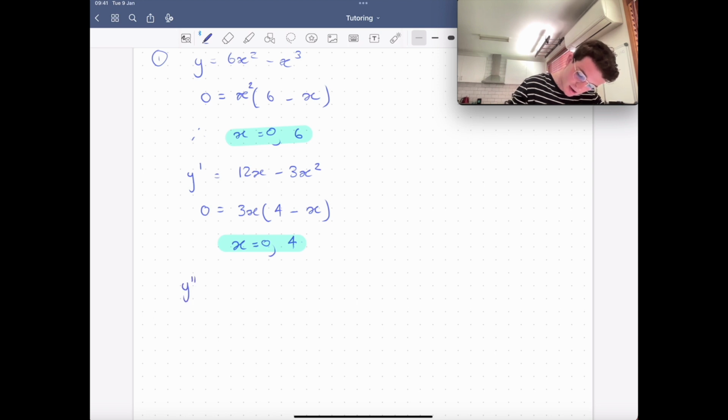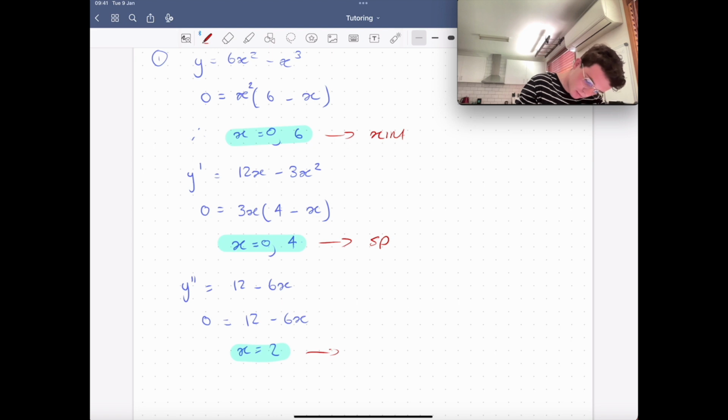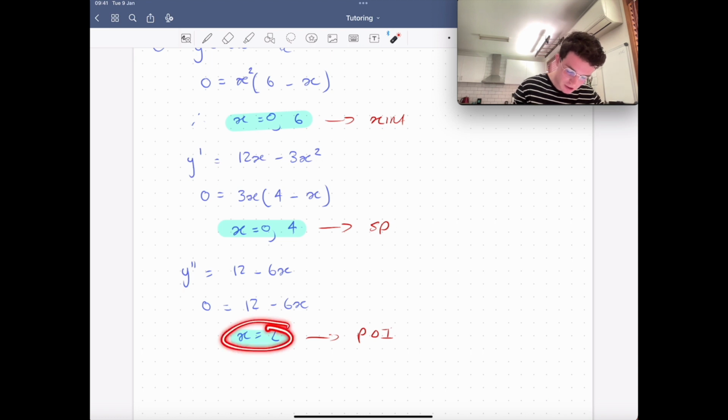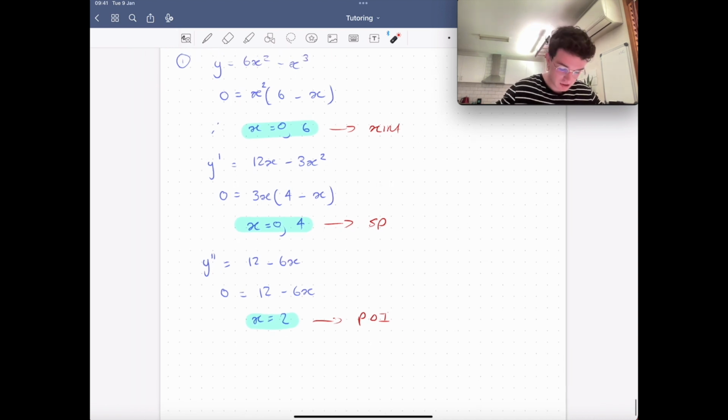Find the second derivative, y'' of x. That's equal to 12 minus 6x. Make that equal to 0. 0 is equal to 12 minus 6x, which makes x equal to 2. So there is a point of inflection at x equals 2. So we're going to write this is my x-intercepts. These are my stationary points. And this is my point of inflection. Now, if your point of inflection was also one of your stationary points, then we would call it a horizontal point of inflection. So we can use this information to graph this function.